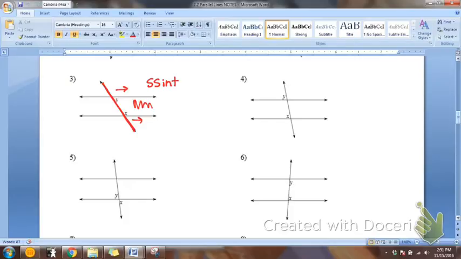Who wants to try number 4? Brianna? A linear pair, remember, are on the same vertex. These are on this one and this one. One's on the outside. One's on the inside. There's only one pair where one's on the outside and one's on the inside. It is corresponding. Corresponding are the hardest ones to find.